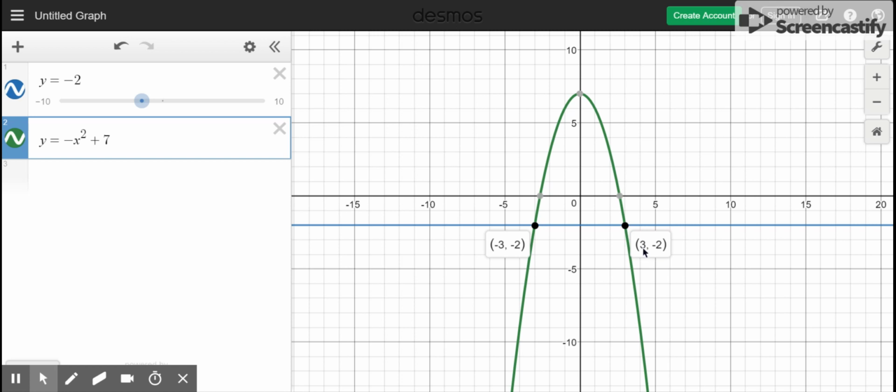Now, we would write that in the braces or fancy brackets. Do not write the y-intercepts and do not write it as a coordinate. So again, the solution here would be -3 and 3.